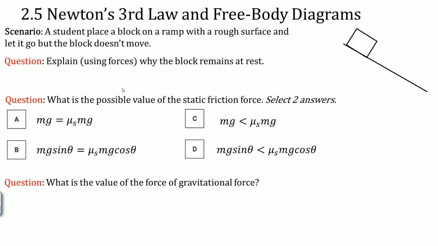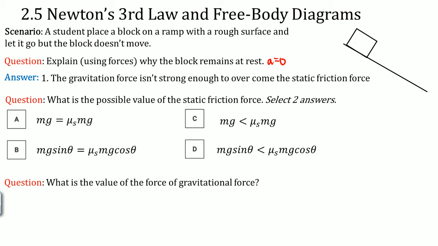Scenario: a student places a block on a ramp with a rough surface and lets it go, but the block doesn't move. Question: you're going to explain using forces why the block will remain at rest. At rest means there is no acceleration, so a is going to be equal to 0. So you can say that here the gravitational force isn't strong enough to overcome the static friction force. So the object will remain in static equilibrium.